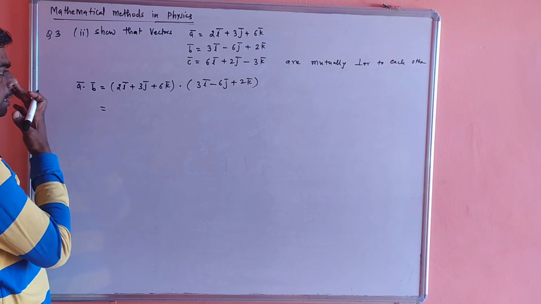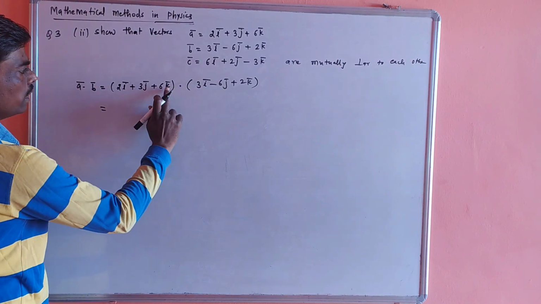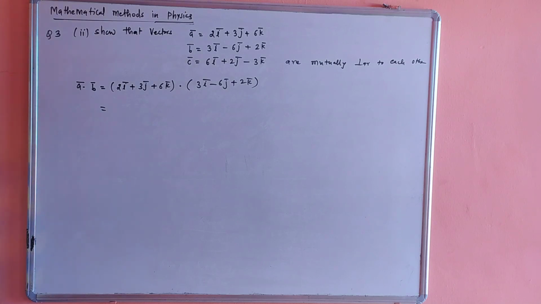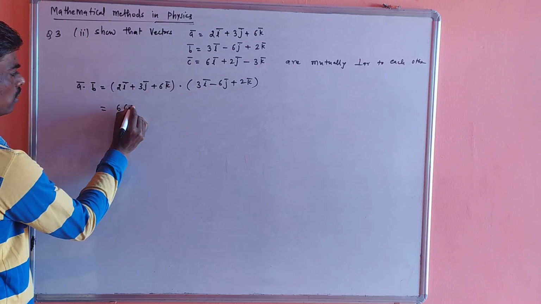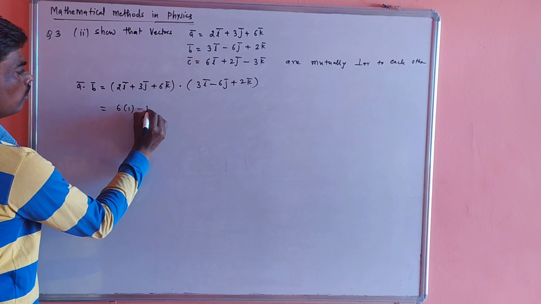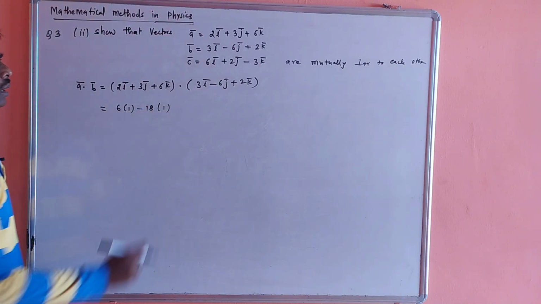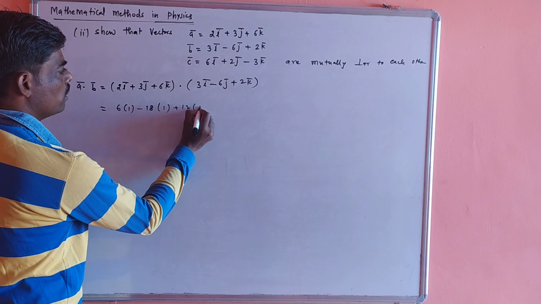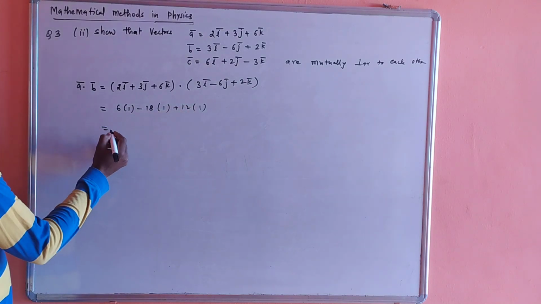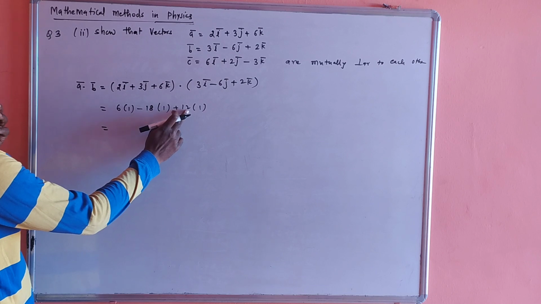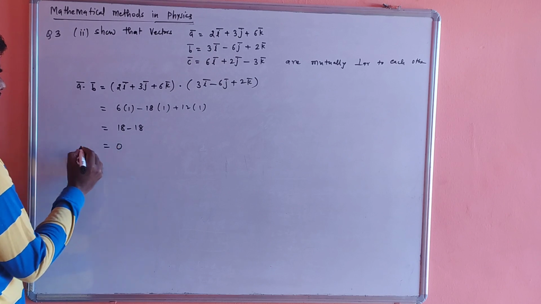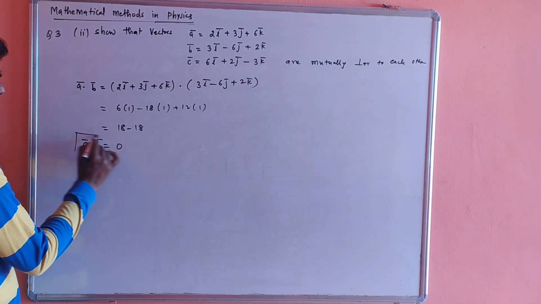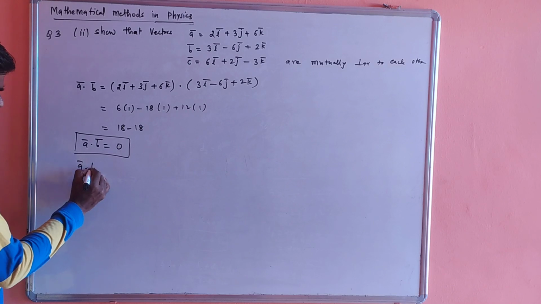Solve this dot product. We know that i dot i, j dot j and k dot k, it is 1, and the remaining dot products of unit vectors are 0. So very simple, 3 multiplied by 2, 6 into 1, then minus 18 into 1, then plus 12 into 1. So it becomes plus 12 and 6, 18. 18 minus 18. Answer is 0. Vector A dot vector B. This answer becomes 0.